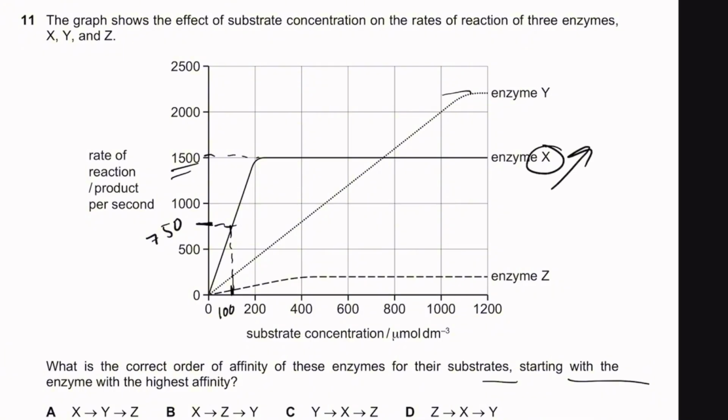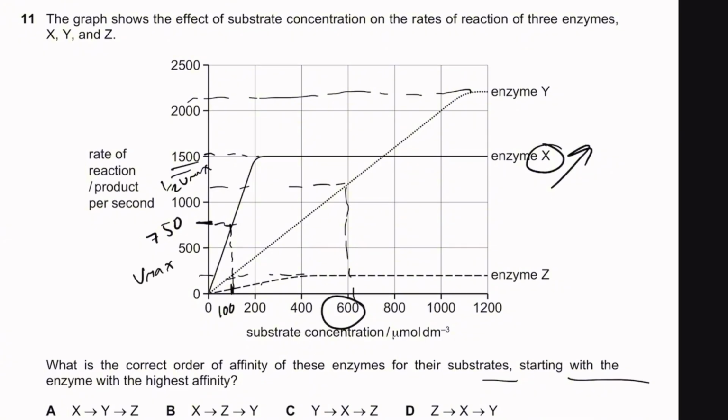Let's see this one. It reaches the Vmax at, let's say, 2000 and something. So let's go to 1000. This should be where we have half the Vmax, and at half the Vmax we should have the Km value at 600, which is quite high, and I think it's even higher than for enzyme Z. Enzyme Z has a low Vmax, but it also has a lower Km value than enzyme Y, and so that means it has a higher affinity to its substrate. So it will be enzyme X, then Z, then Y. X, Z, and Y, that's P.